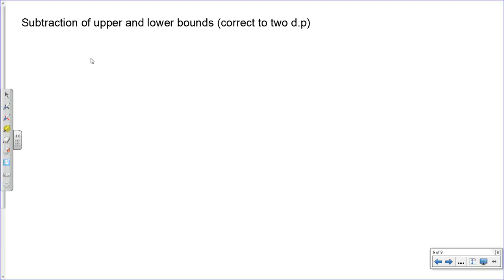Let's take into account subtraction. It's exactly the same thing. So if I've got the number, let's just say 6 minus 4.73, remember to put the equals in this time, and we want to find the lower and upper bounds of these answers. So the upper bound of 6 would be 6.005. Why have I done that? Because we want it to two decimal places. So two decimal places is 6.00, and the upper bound, sorry, I'll think about the upper bound first. The upper bound would be 6.005.